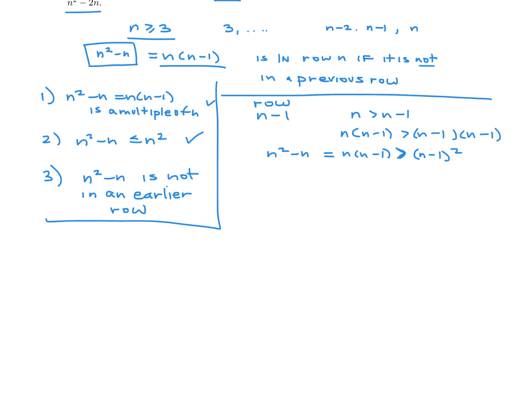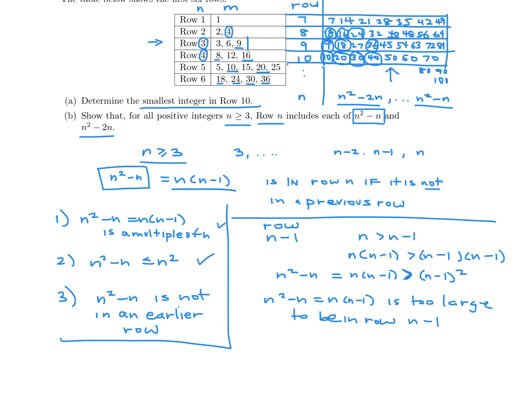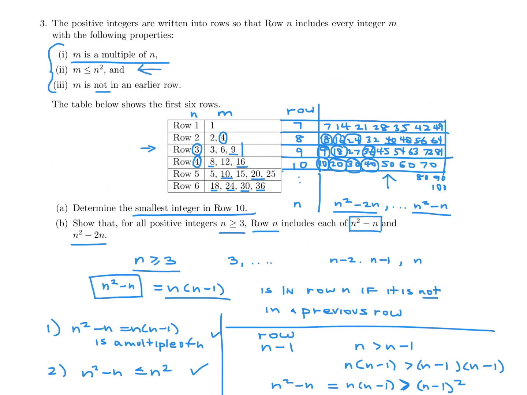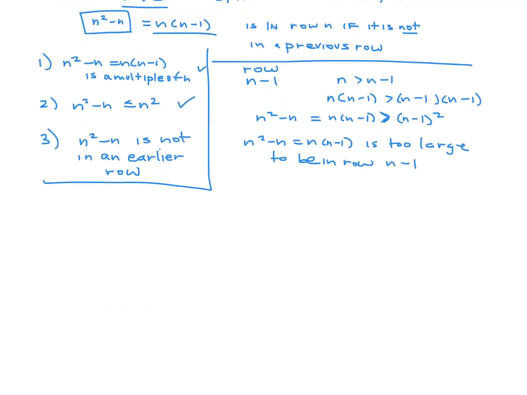So that basically means that n squared minus n, which is equal to n times n minus 1, is too large to be in row n minus 1, because everything in row n minus 1 has to be less than or equal to n minus 1 squared, right? According to that rule. So our guy is too large to be in row n minus 1, since it's greater than n minus 1 squared. So that's very important.